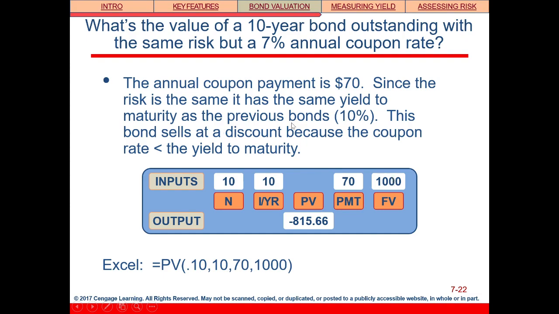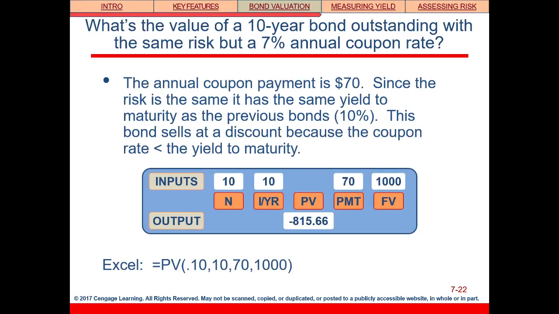So for the same risk you bear, you now receive less interest income every year. Therefore, it makes sense for you to pay less for this bond, right? So if you use the financial calculator, you'll see that the present value has now declined to below the face value. Now it's $815.66. So this is the fair price value.